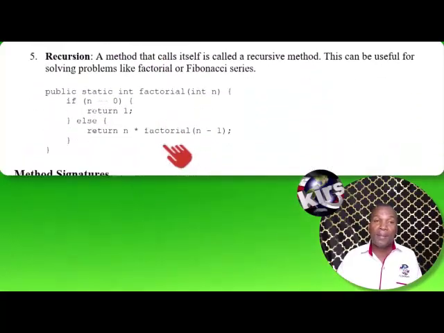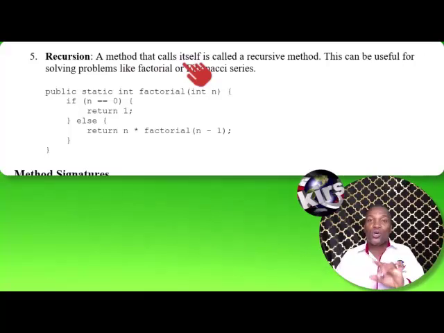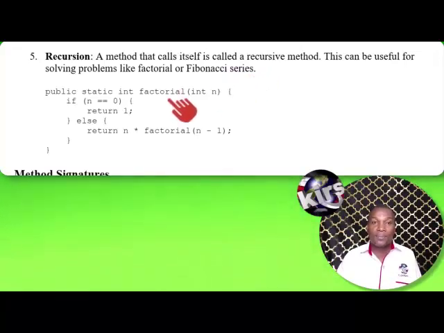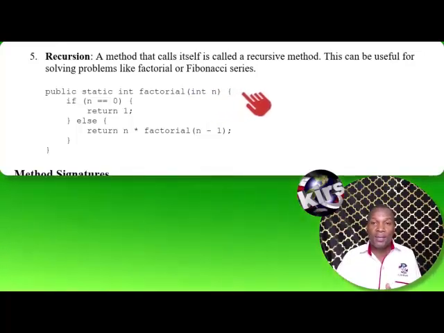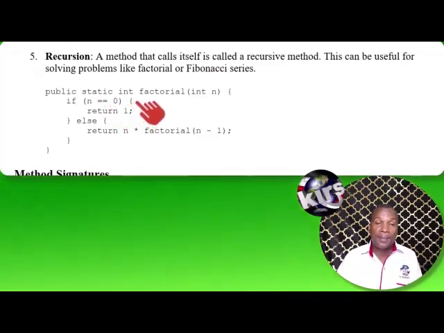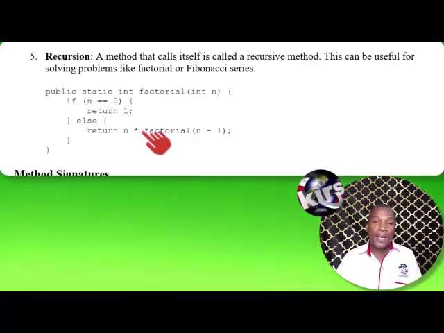Then we go to number 5, recursion. A method that calls itself is called a recursive method. This can be useful for solving problems like factorial or Fibonacci series. For example, public static int factorial(int n). Then within the method body we have, if n is equal to 0, you open the curly brackets, return 1. Else return n multiplied by factorial(n minus 1). Then of course you close the method body.